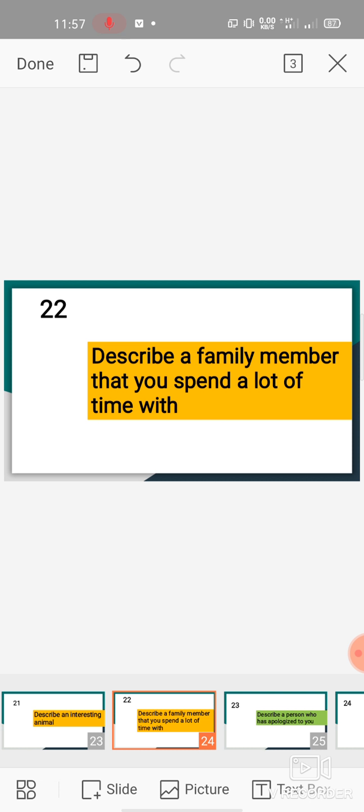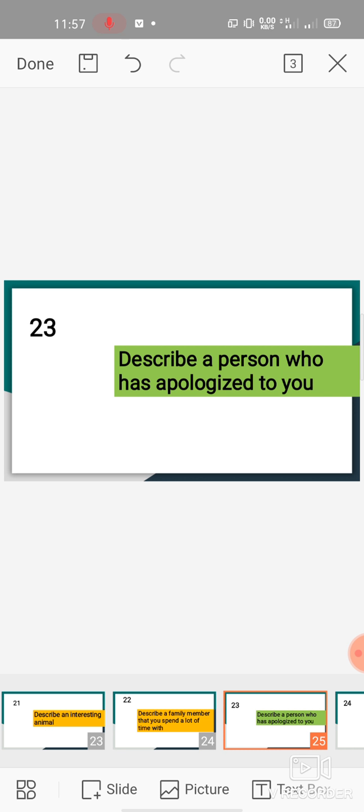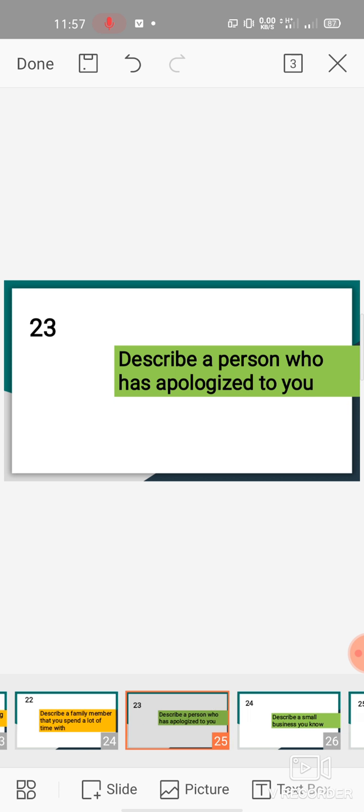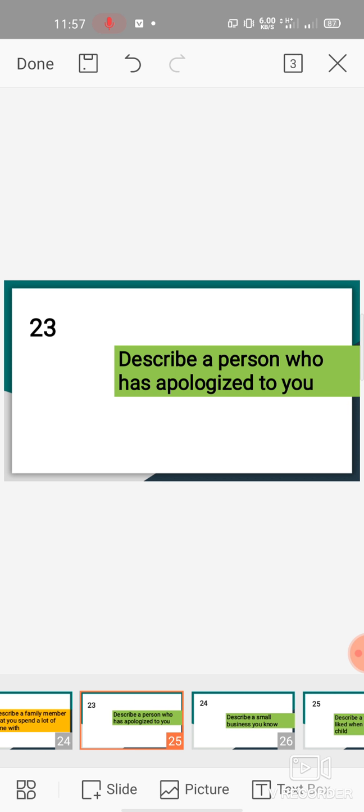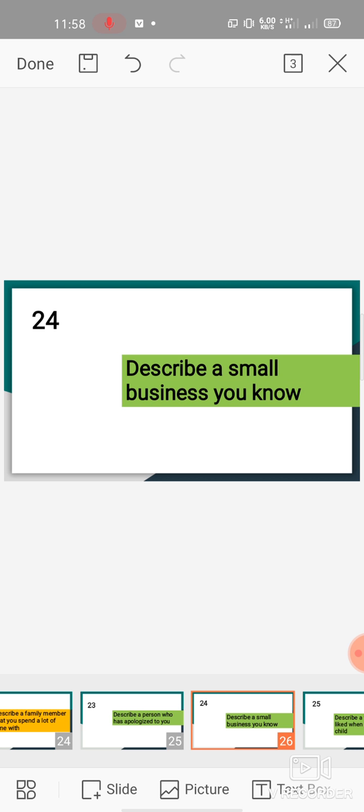So you can describe a family member that you spend a lot of time with. That can be your youngest brother, your elder brother, your parents, anyone. Describe a person who has apologized to you. You can describe a person who said sorry to you.